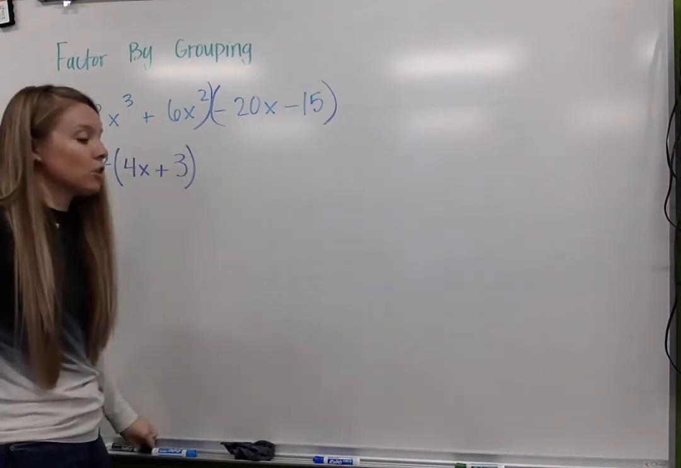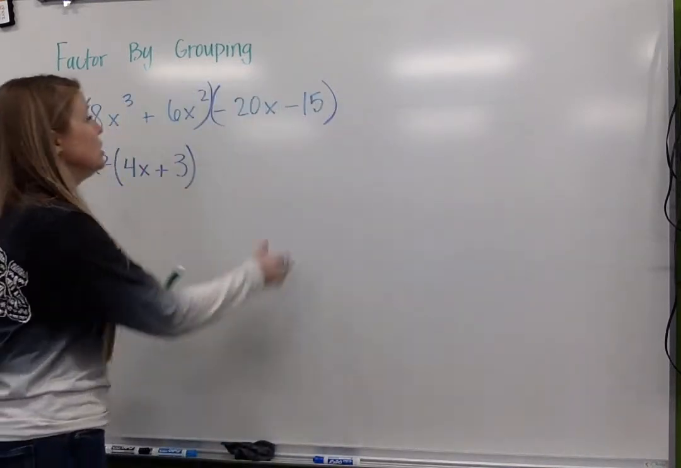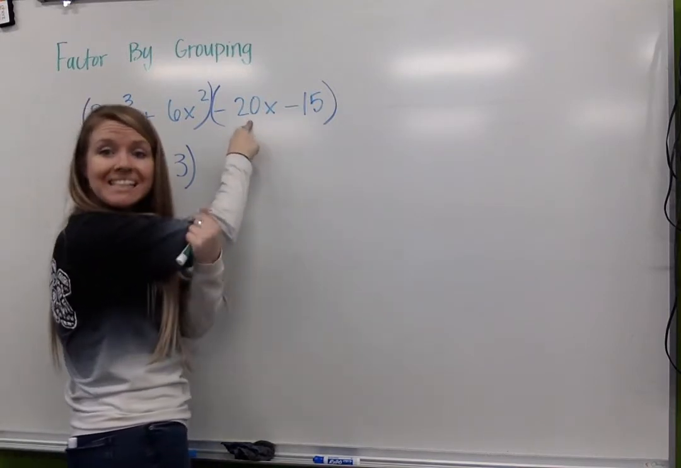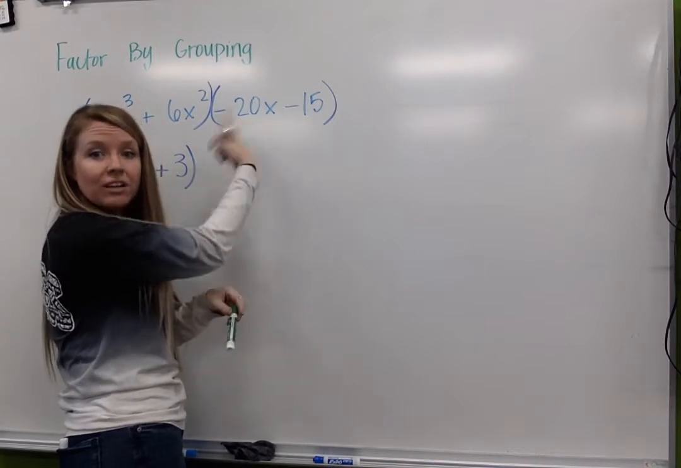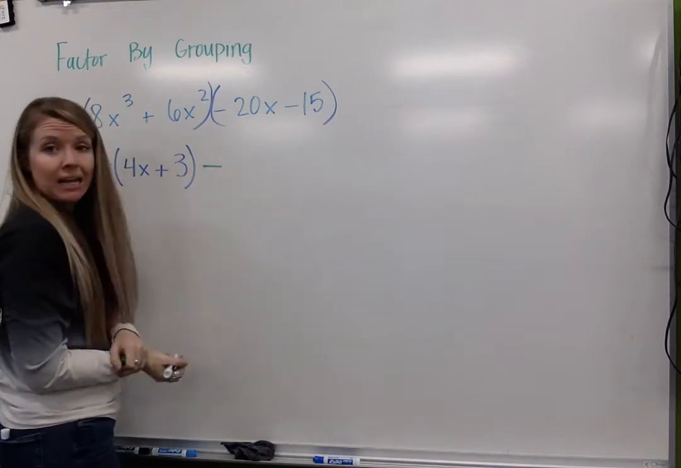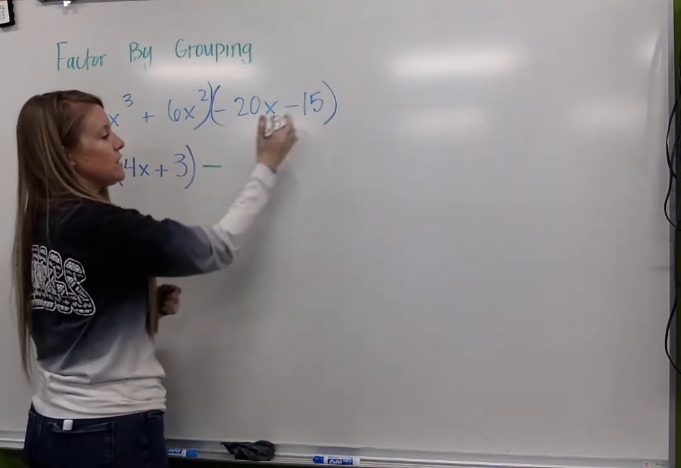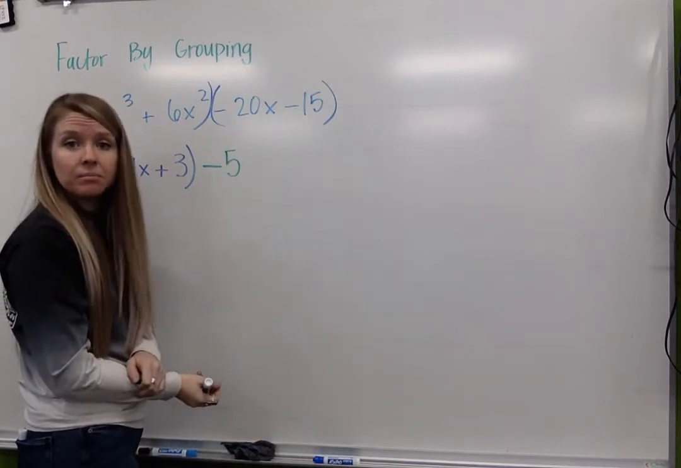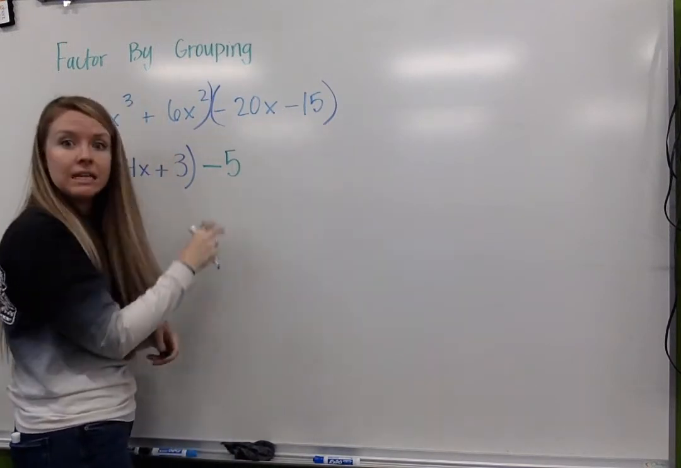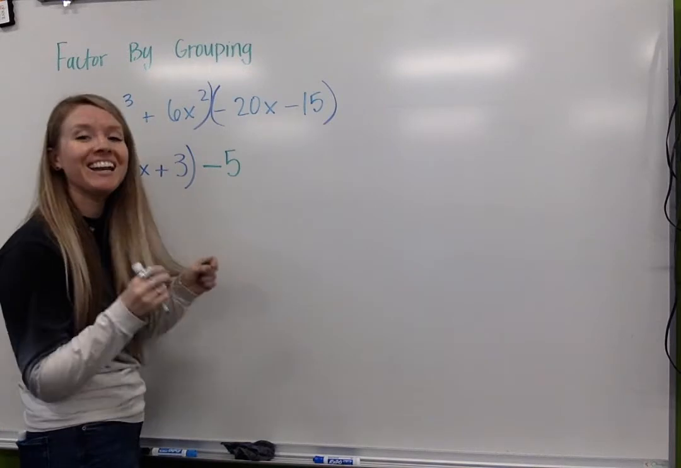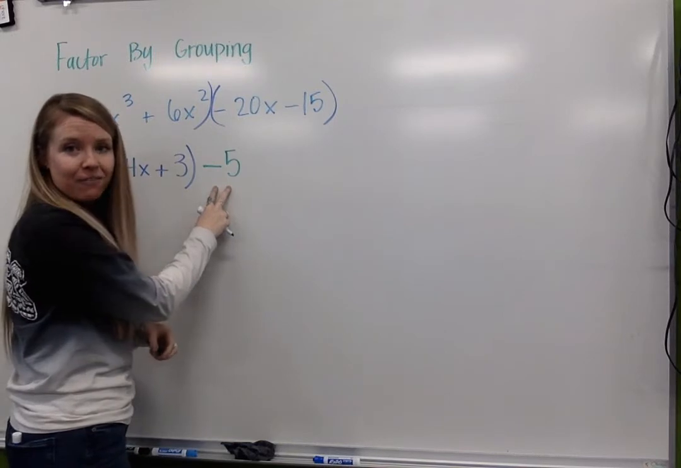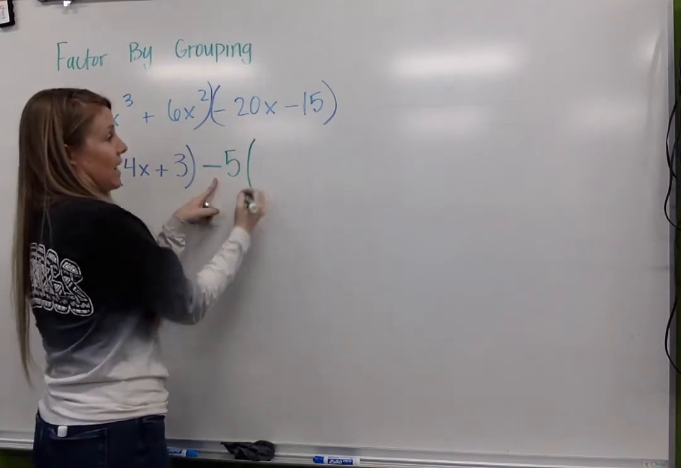All right, so now I'm going to look at my second group. So negative 20x and negative 15. If this first term is negative, we're going to factor out the negative no matter what. So if this term is negative, I'm going to factor out a negative. 20x and 15 have a 5 in common. So the greatest common factor of negative 20x and negative 15 is negative 5. So I'm going to factor that out.